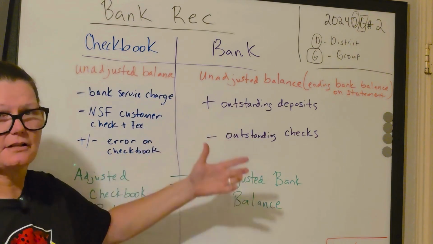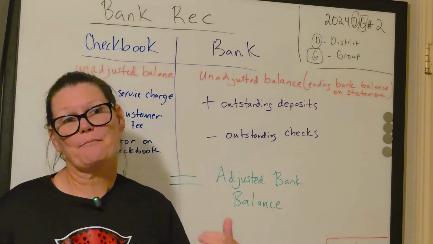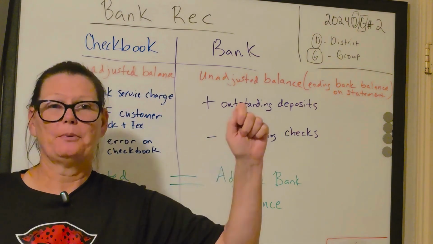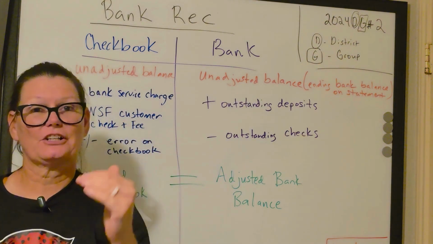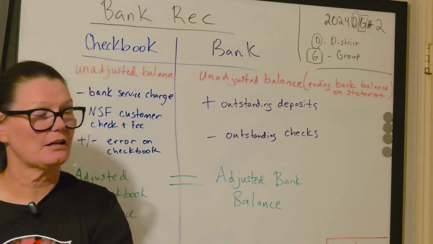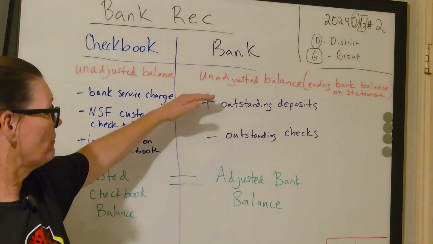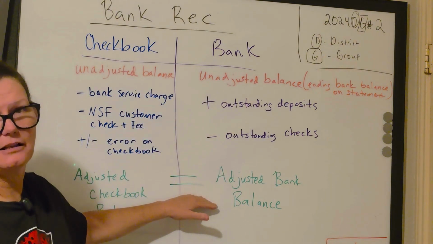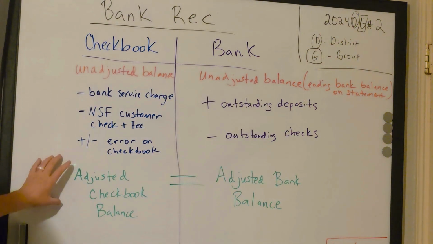And then also opposite of that, we have checks. Checks are what we write to pay for things. So I may pay $20 to someone, put minus 20 in my checkbook balance, but then it hasn't cleared the bank yet. So then I want to take out those outstanding checks. So then I get an adjusted bank balance. Now, this balance should always equal this balance.